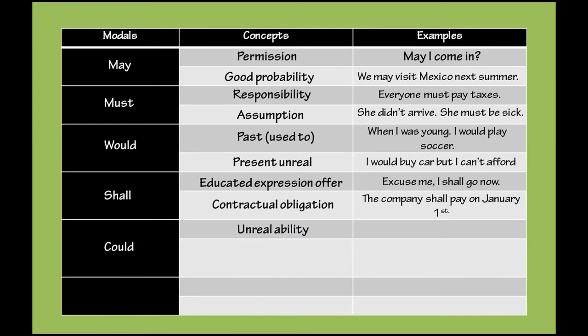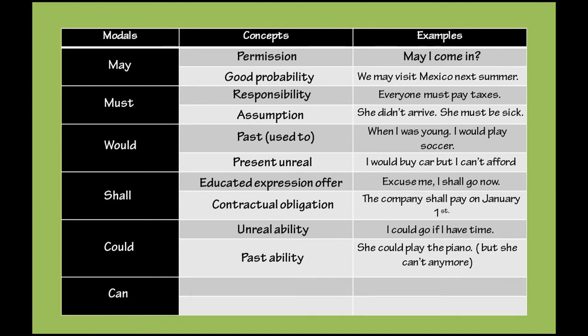Could. Unreal ability. I could go if I have time. Past ability. She could play the piano, but she can't anymore. Can. Present ability. We can speak English. Permission. Can I have candy?